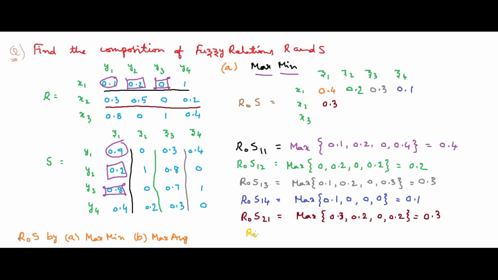So let us see one more thing. Now it is the combination of 2 and 2. So it will be maximum of x2 and z2. So minimum of 0.3 and 0 is 0. Minimum of 0.5 and 1 is 0.5. Minimum of 0 and 0 is 0. And minimum of 0.2 and 0.2 is 0.2. So what is the maximum value? It's 0.5. So I can write here it's 0.5.